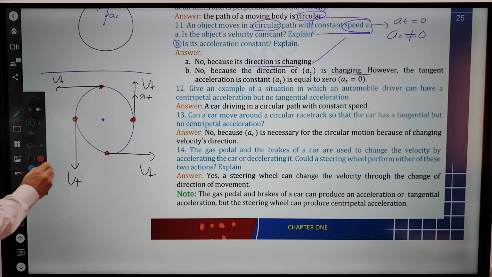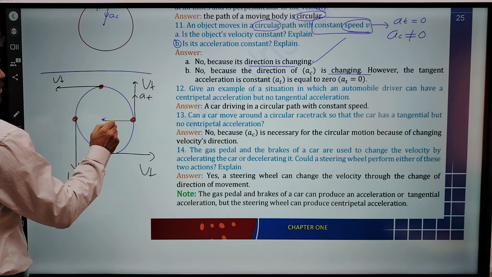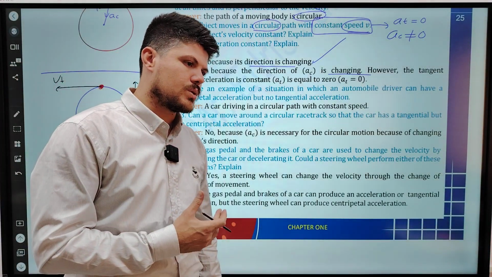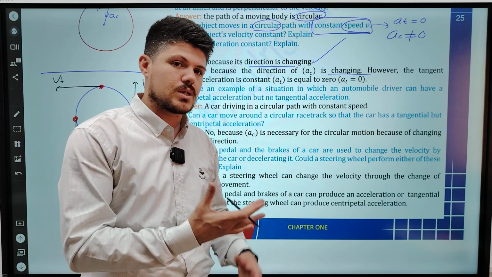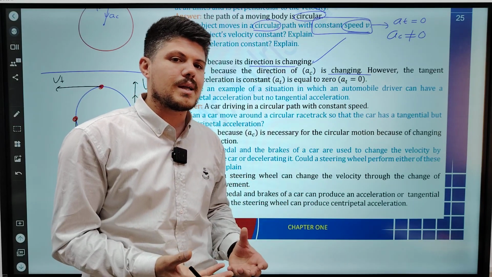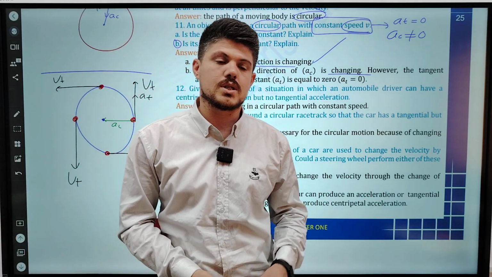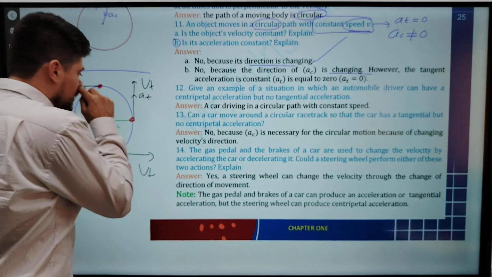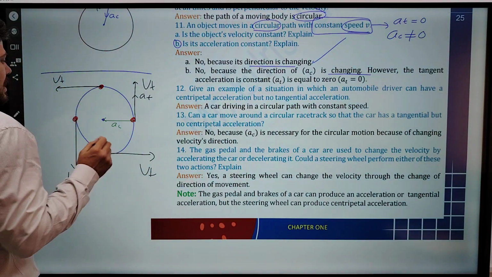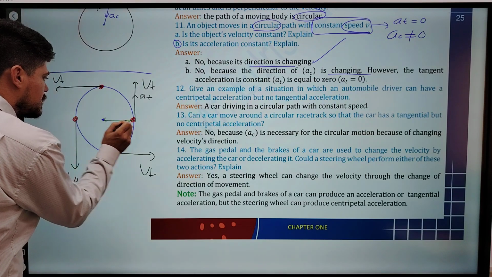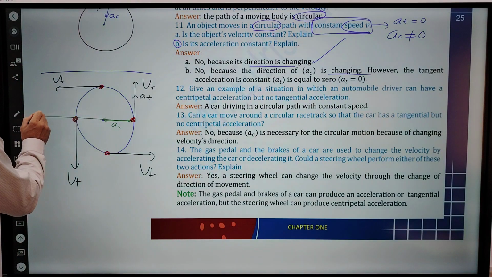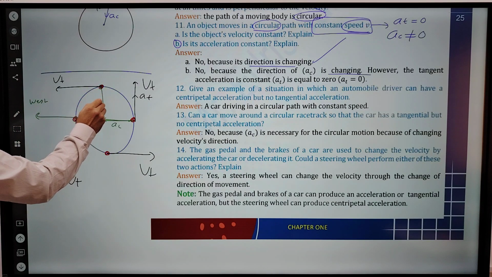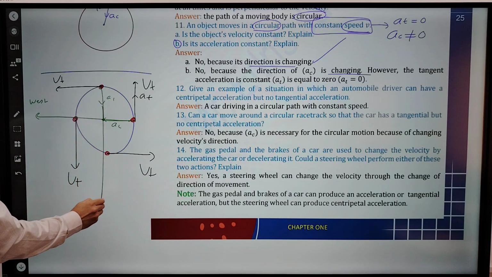But be careful. The centripetal acceleration is toward the center, always. When we say the centripetal acceleration is toward the center, does it mean that the direction of the acceleration doesn't change? No, it doesn't mean that. The direction of the centripetal acceleration is continuously changing. Why? It's right, they are directed toward the center. But at this point, where is the direction of the centripetal acceleration directed? To the west.